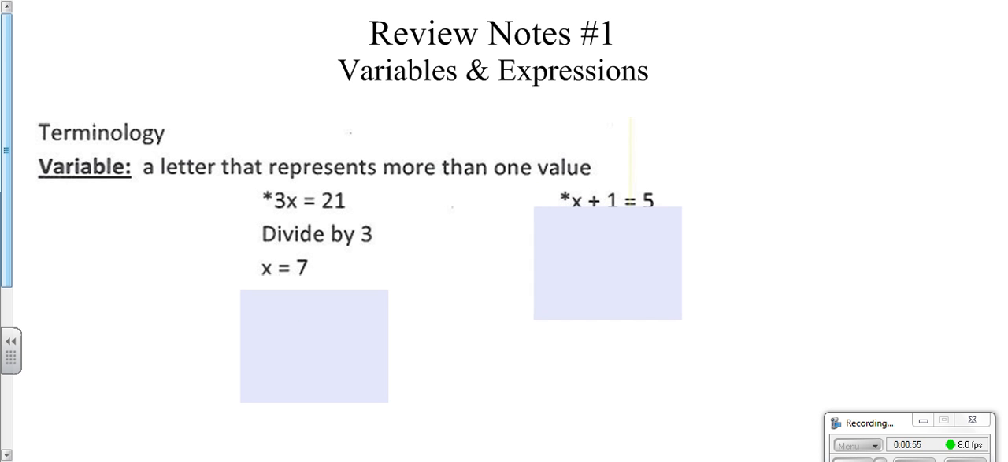Now in another example, if we have x plus 1 equals 5, if we solve that one by subtracting 1 from both sides, we would see that in order for that statement to be true, x would have to be 4. Now notice that the variables are the same, yet they have different values depending upon the equation that it's put in. So therefore a variable can represent more than one value.